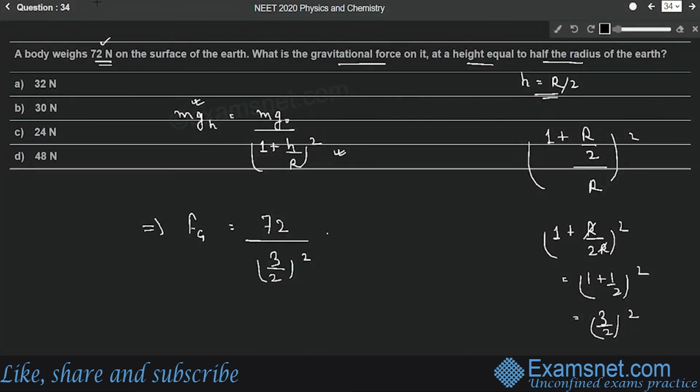Now on solving this, we'll get 4 by 9 into 72. So it will be equal to 32, and the unit will be Newton. So the correct option will be option A.